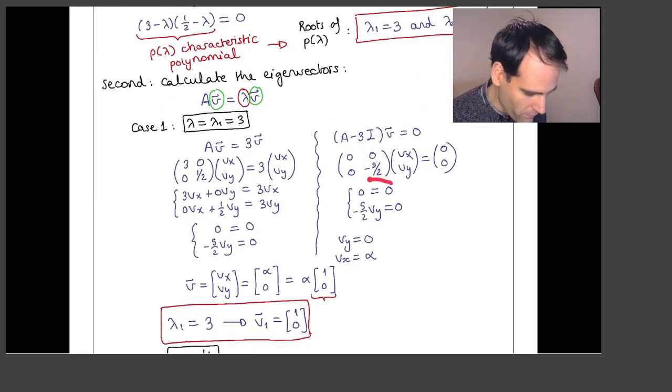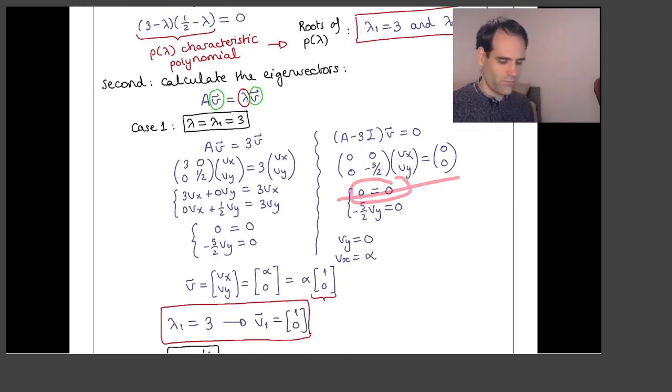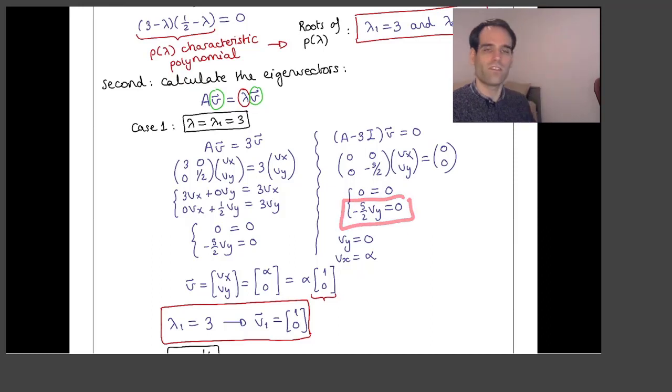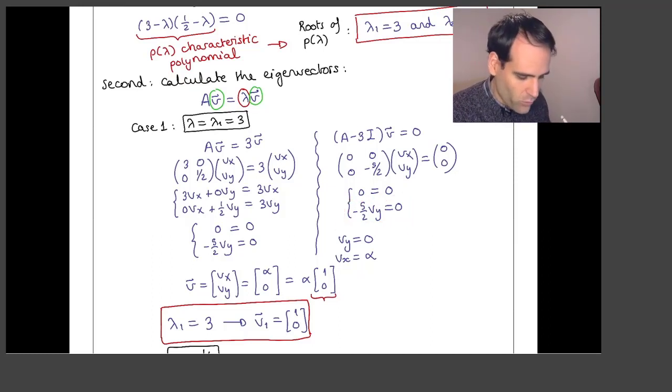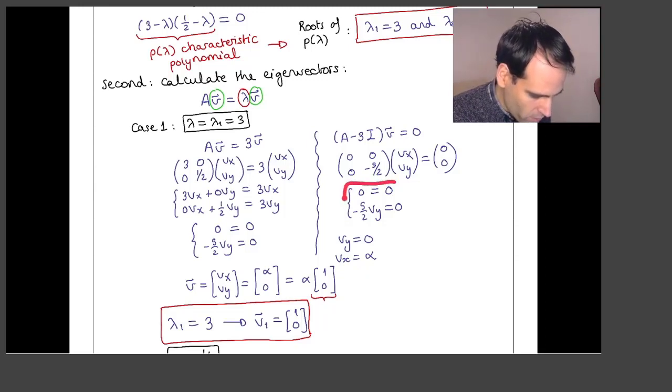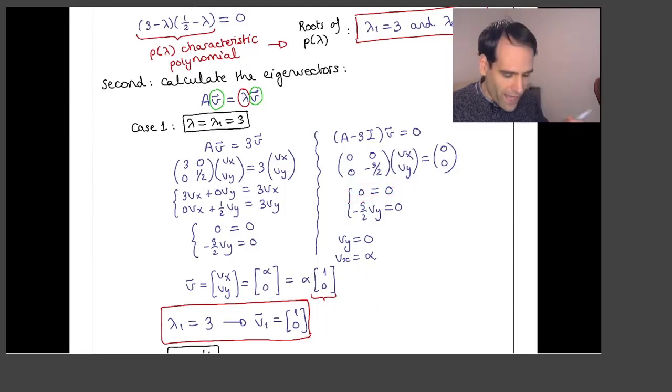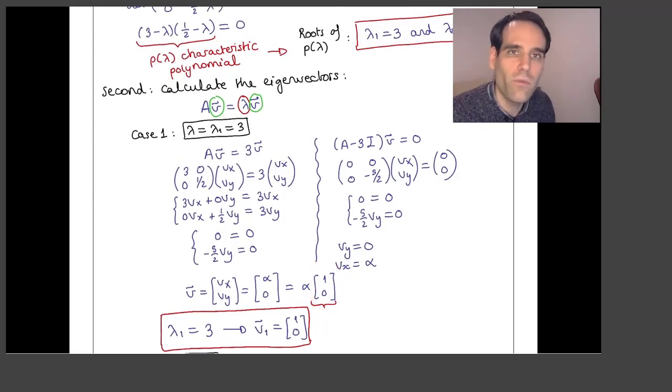And that is why one of the two equations cancels out: we have 2 unknowns, but we need infinite solutions, so we can only have one equation. That will always happen when you solve for eigenvectors. One of the equations goes away, so that we have at least 1 degree of freedom, which is this parameter alpha, and that's why we can find the eigenvector here.